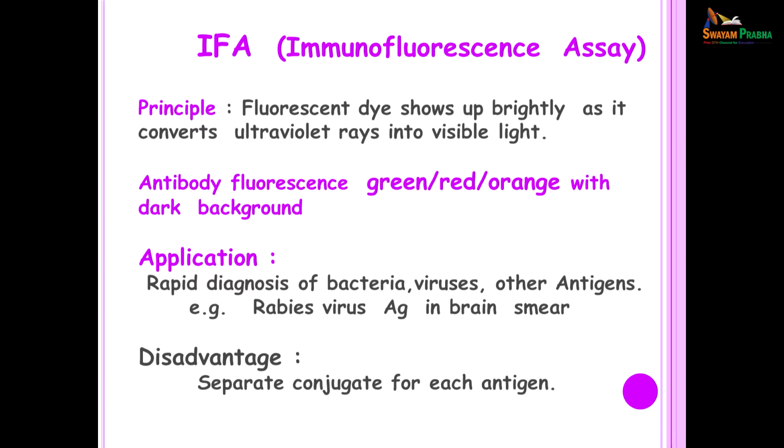And usually in this test, an antibody is tagged with a fluorescent dye, and if antigen is present in the sample, this antibody will stick on, and the fluorescence would be either red, green or orange depending on which particular dye has been used. Now, the immunofluorescence assays are done for the rapid diagnosis of bacteria, viruses and other antigens, usually for the presence of rabies virus antigen in a brain smear. But the disadvantage of the test is that you need to use a separate conjugate for each of the antigens.